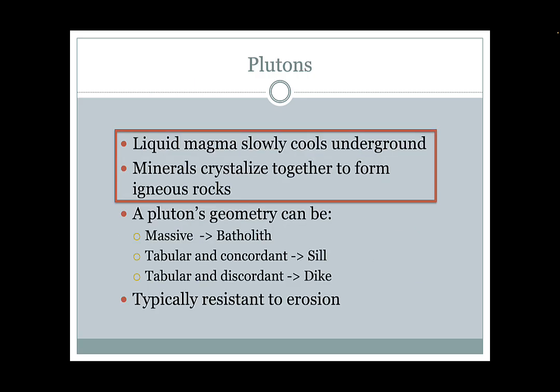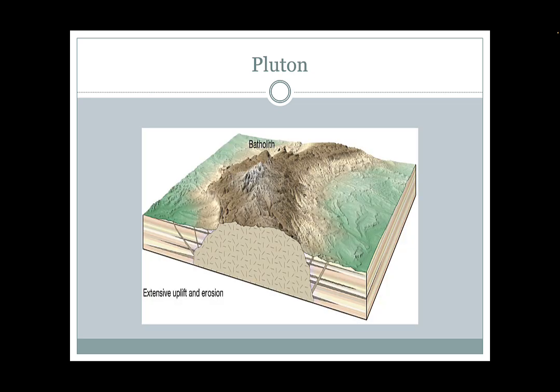So how do plutons form? Well, they start out as a liquid magma, and it has to have some sort of space underneath the ground, and that's where this intrusion occurs. They might be intruding into other rocks that are already there. But then the liquid magma slowly cools underneath the ground. It's not exposed to the surface, so it has more time to cool. As it cools, the minerals crystallize together to form what we call igneous rocks. And these minerals are big enough to be seen with the eye without the use of a magnifying glass typically, or a microscope.